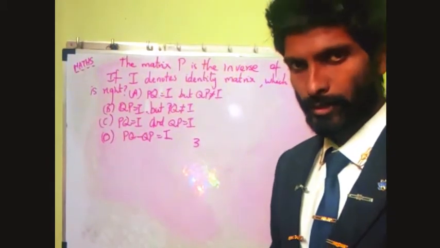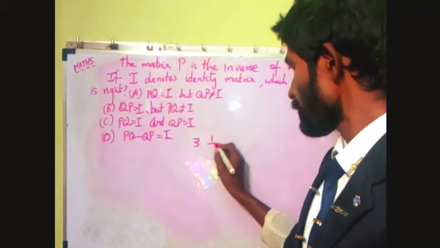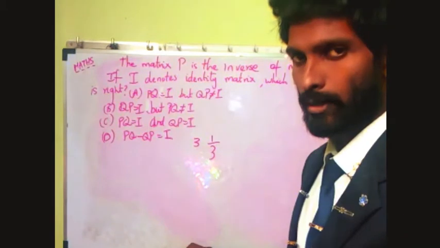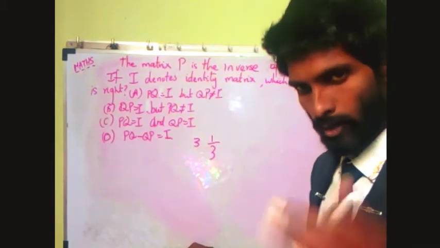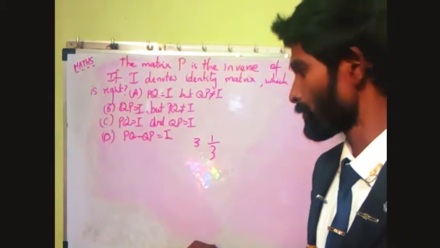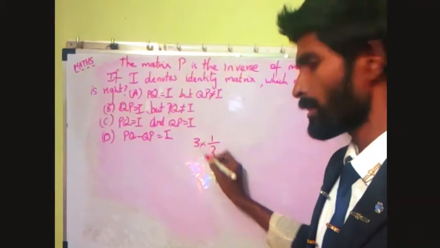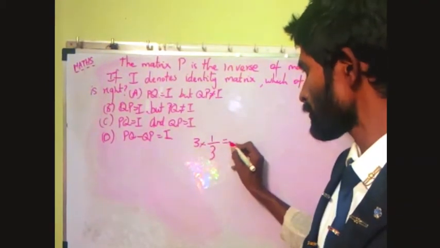What's the inverse of 3? The inverse of 3 is 1 by 3. Is it right? I'm sure I will be right, because the inverse of any number is one over that number. So if I multiply 3 into 1 by 3, what's the answer? It is equal to 1.